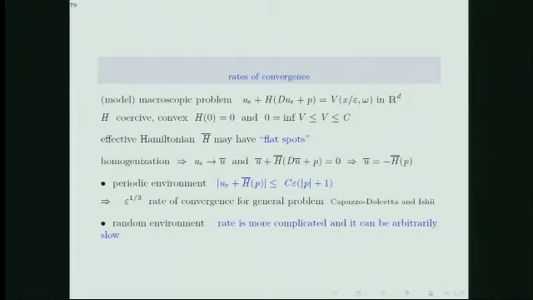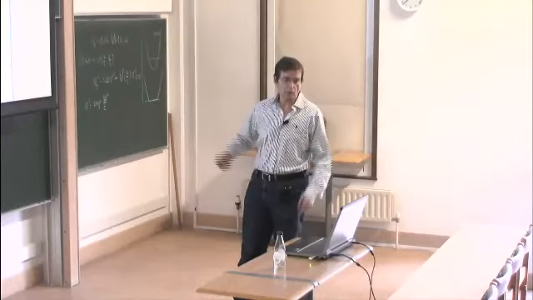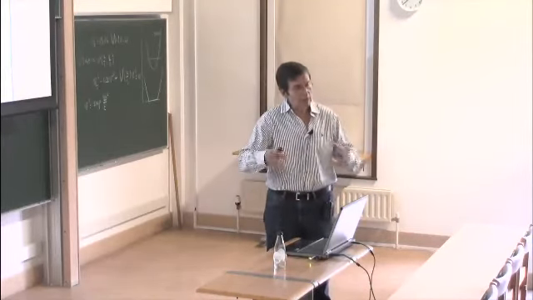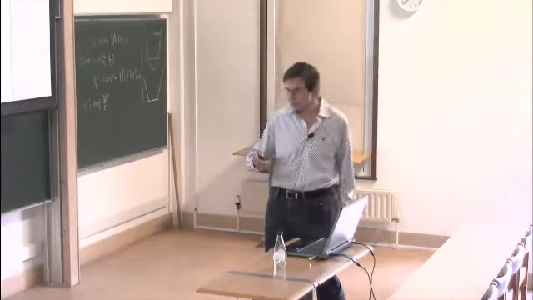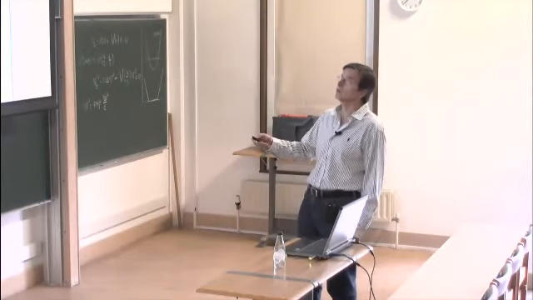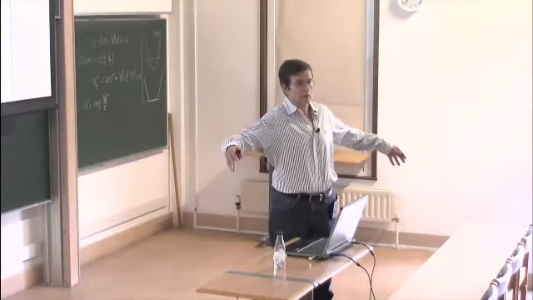In the other case, the things are more complicated, and you can make it arbitrarily slow. So let me state the same assumptions. But now, remember that in this hand-waving transparency, I said if you have some control on the rate of the mixing, then you can get a rate. And the control here, and we don't know how to do anything more than that, is that I'm going to assume that V of omega is independent of finite range.